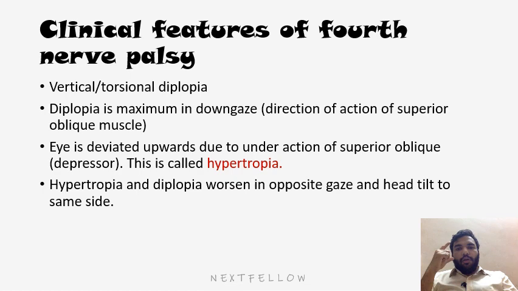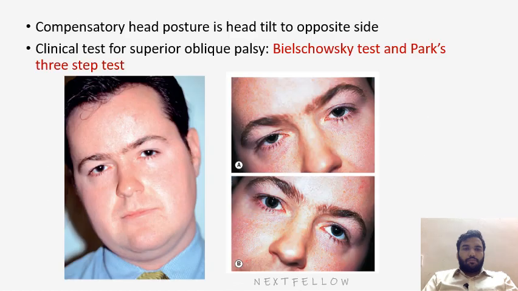There is a mnemonic called Voog boot. Voog means worse on opposite gaze. Boot means better on opposite tilt. So the compensatory head posture is head tilt to the opposite side, better on opposite tilt. If there is right superior oblique palsy, or right fourth nerve palsy, I'll tilt my head to the left side. So since the patient here is tilting to the right side, the patient has left superior oblique palsy.